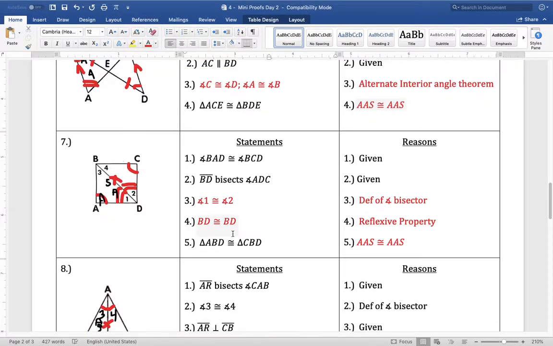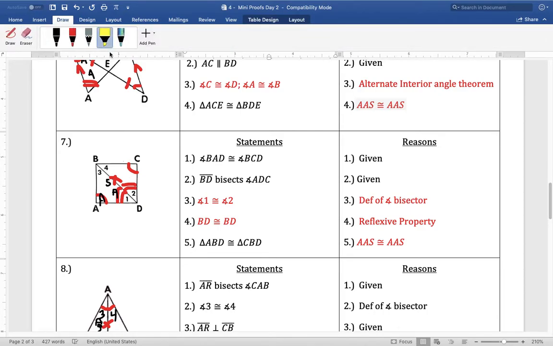Okay, in proof number 7, we have BAD is congruent to BCD. These are angles, so angle BAD, right here, is congruent to angle BCD up here. And then BD is just cutting in half angle ADC. So the only angle that's getting cut in half here is the one that is at the bottom where the 1 and 2 are. So I'm going to show you that.